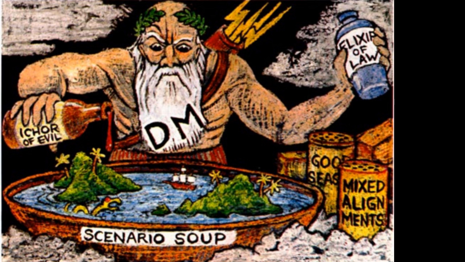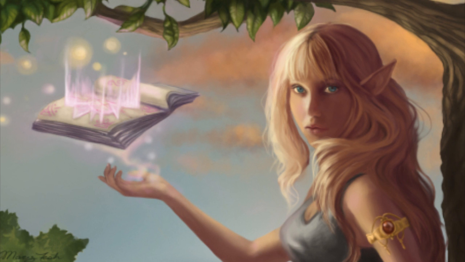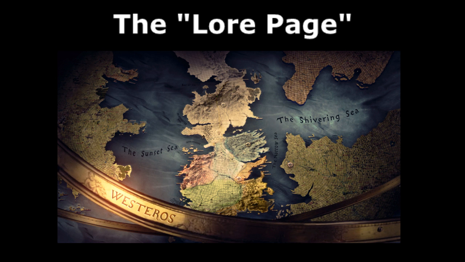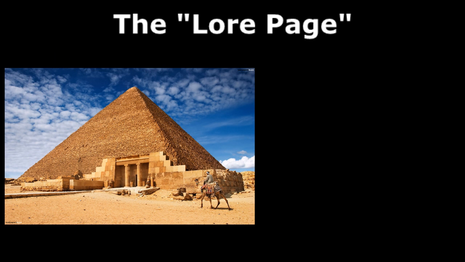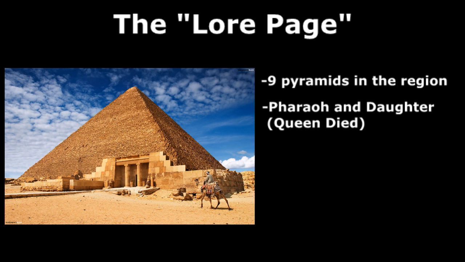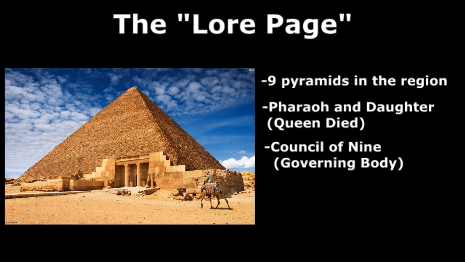The next thing to do when you're customizing your campaign is to get a page of lore for your players to have. If you're inventing your own world, unless you're just going to go with the cookie cutter medieval Western Europe, temperate weather with a king and queen and stuff like that, you need to inform your players what you're getting into. Like if you have a desert campaign, again, you can say, there are 9 pyramids, and there's a pharaoh and his daughter, and the queen died, and there's a council of 9, and the population is this much.